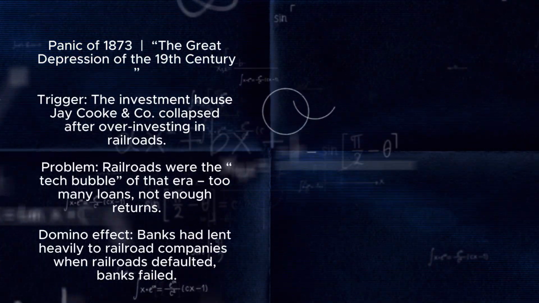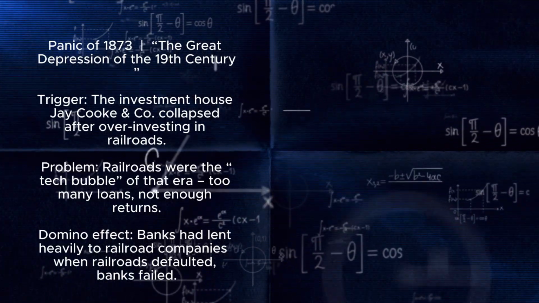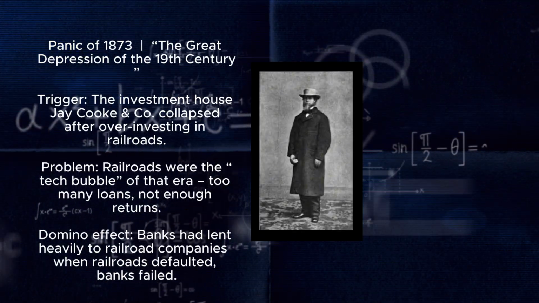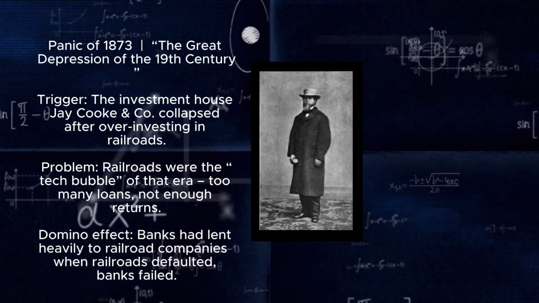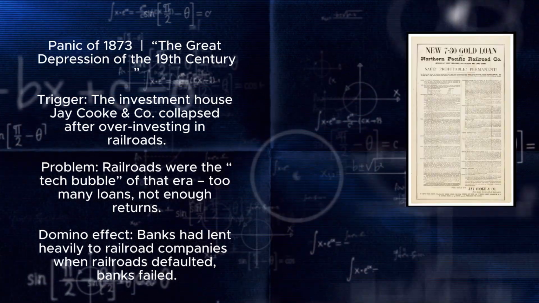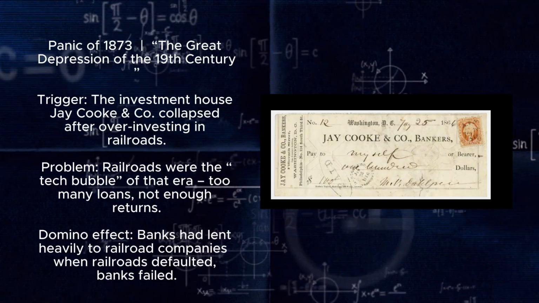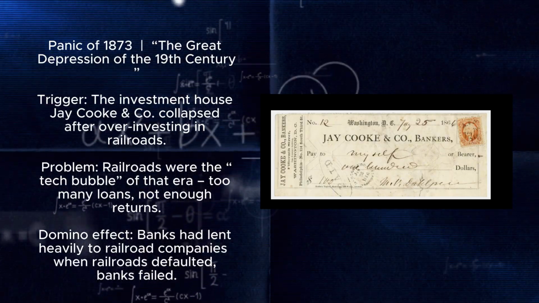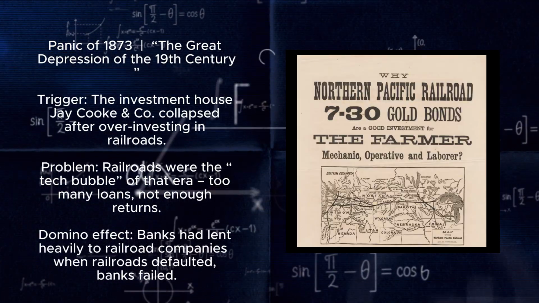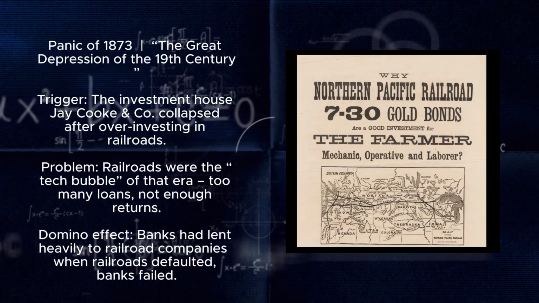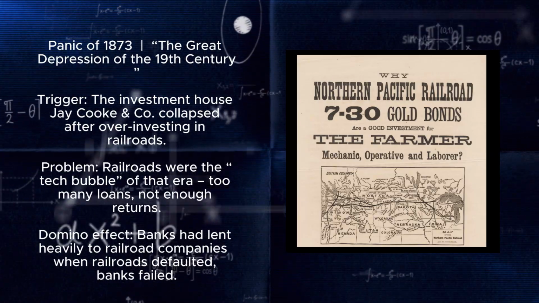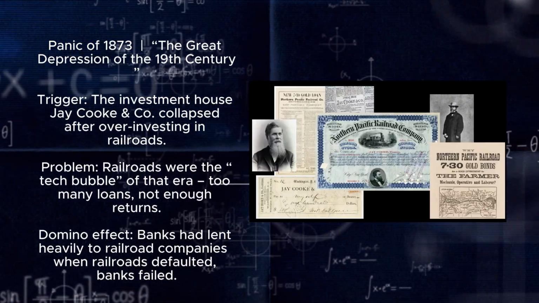Panic of 1873, the Great Depression of the 19th century. Trigger: the investment house Jay Cooke & Co. collapsed after overinvesting in railroads. Problem: railroads were the tech bubble of that era. Too many loans, not enough returns. Domino effect: banks had lent heavily to railroad companies. When railroads defaulted, banks failed.